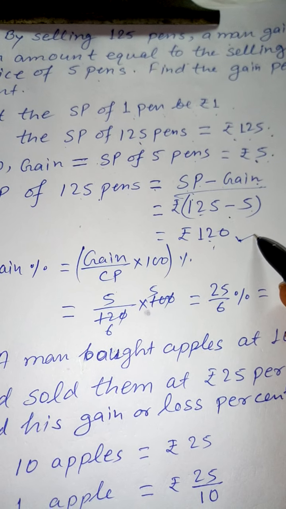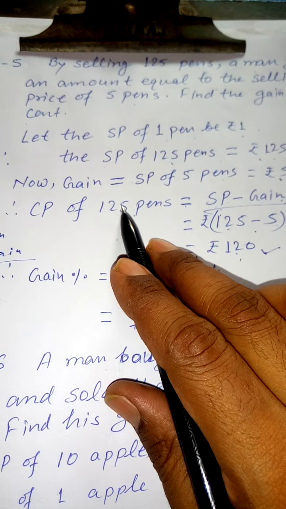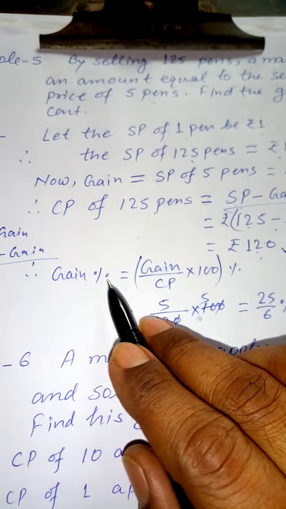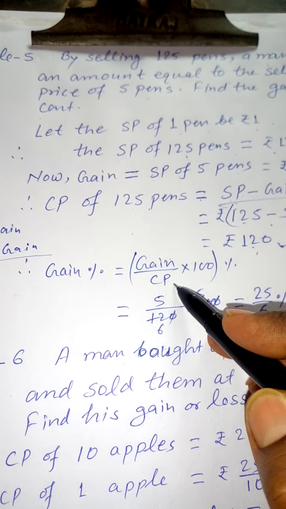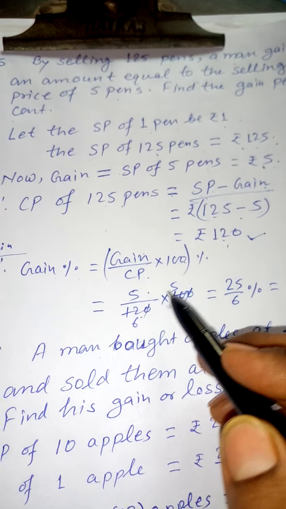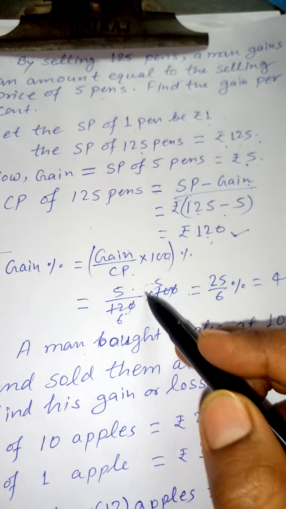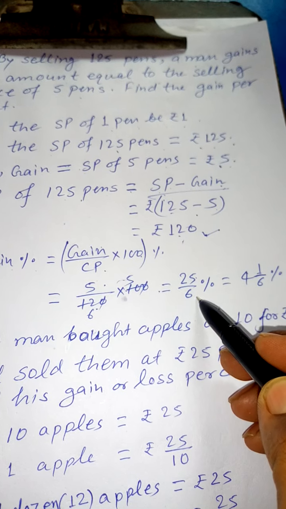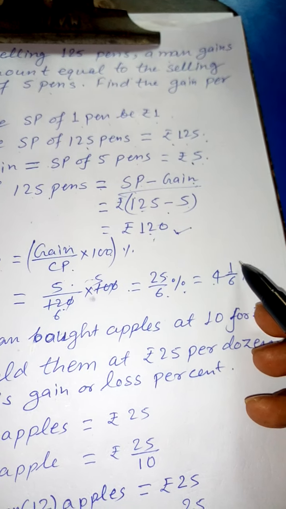And now we get the cost price of 125 pens. Therefore gain percent equals gain by CP into 100. Gain is 5 rupees and CP we get 120, into 100. After solving it, we will get 25 by 6%, which equals 4 whole 1 by 6%.